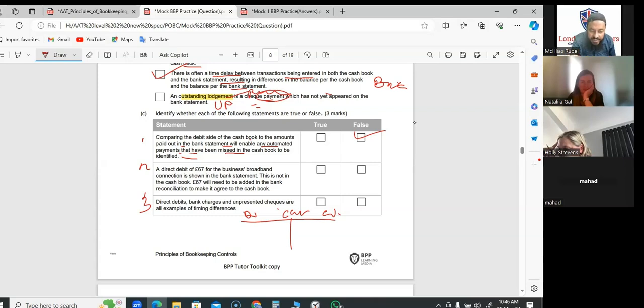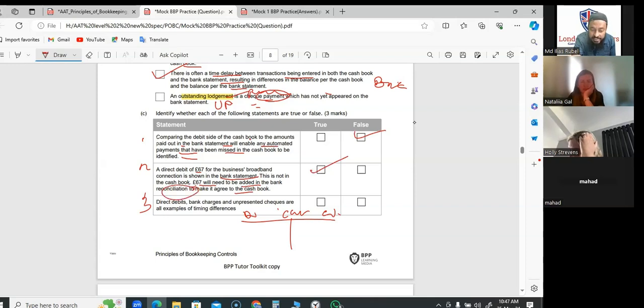Next one. A direct debit for the business's broadband connection is shown in the bank statement. This is not in the cash book. So this needs to be added in the reconciliation. What do you say? Of course, we need to write it down. It is in the bank statement, we didn't write it into the cash book, and we need to write it on the credit side of the cash book. So this is true.